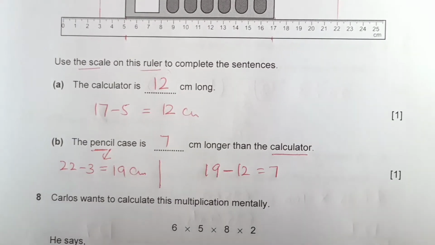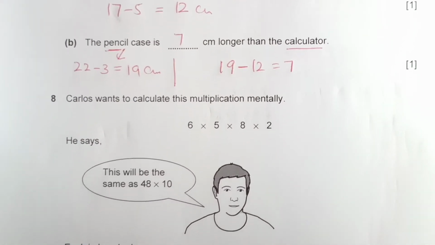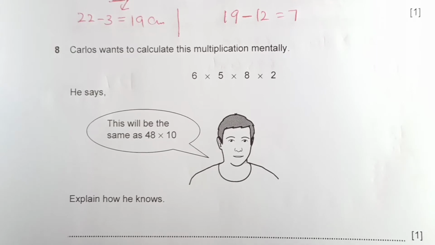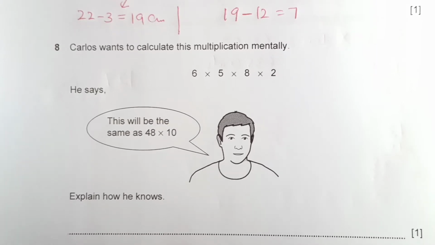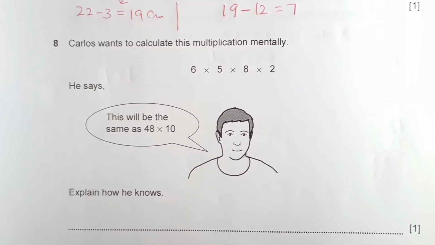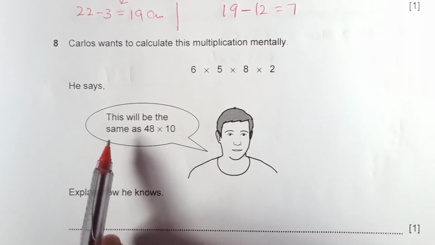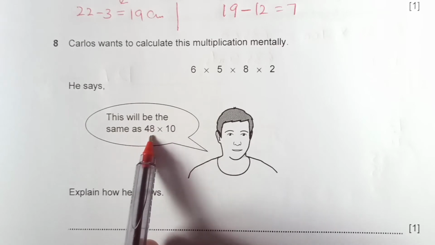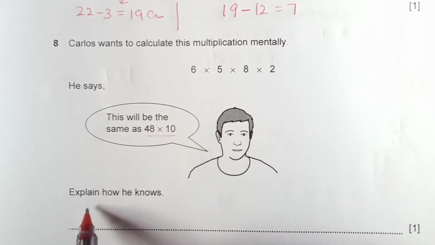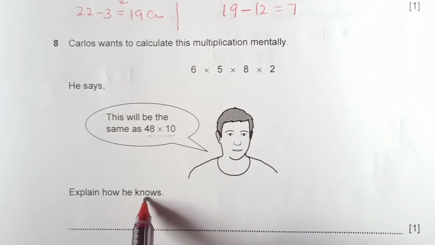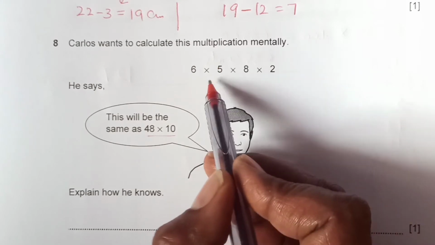Alright. Now, number 8. Carlos wants to calculate this multiplication manually. So this is the multiplication, 6 times 5 times 8 times 2. He says this will be the same as 48 times 10. Explain how he knows. Now you know that this is multiplication.